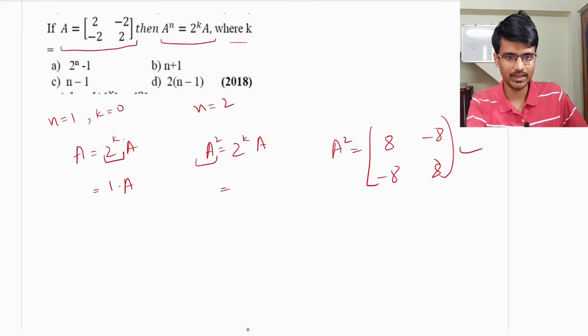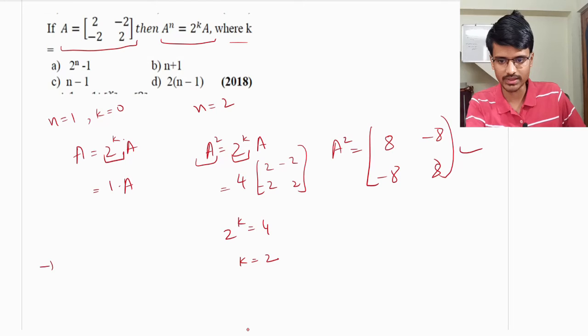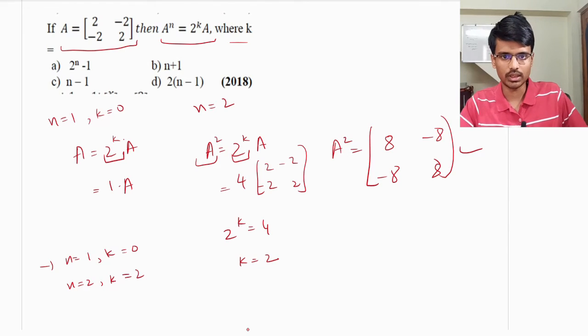So in A you have these terms, right? 2, minus 2, minus 2, 2. So what should be your 2 power k? 2 power k needs to be 4. That means k is equal to 2. So you have got two cases here: n is equal to 1, k is equal to 0, and n is equal to 2, k is equal to 2. We have to see which of the options satisfies them.